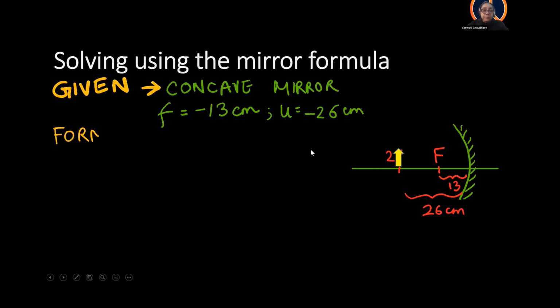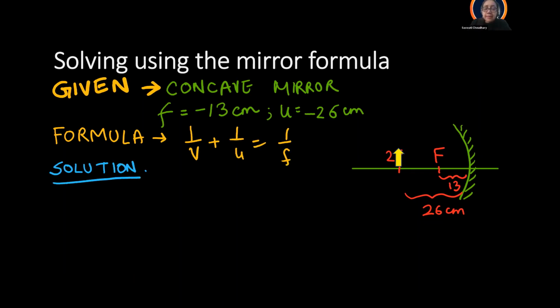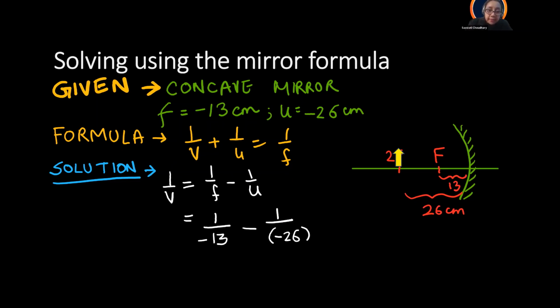Now, the formula that we'll use here is the mirror formula, which we just did, that is 1 by v plus 1 by u is equal to 1 by f. Now let's solve it. We just change the sign, LHS RHS conversion. So 1 by v will be equal to 1 by f minus 1 by u. Just substitute the values, and you will get minus 1 by 13 minus of 1 by u, just place it as minus 26. And this minus becomes what? Becomes plus.